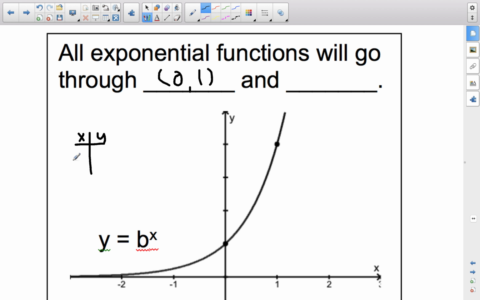okay, so if x is 0, b to the 0 is 1. If x is 1, you get b to the 1. Well, that's b. So whatever the base is, it's going to go through that point. So this value would be b. So it's easy to get 2 points on these exponentials. It's going to go through (0, 1) and (1, b). So basically, when you graph these things, I want to see 2 points, and I want to see the horizontal asymptote. So that's basically 3 pieces of information.